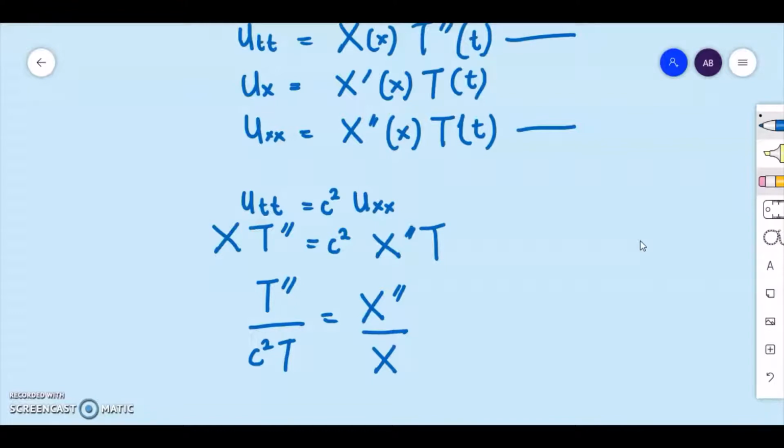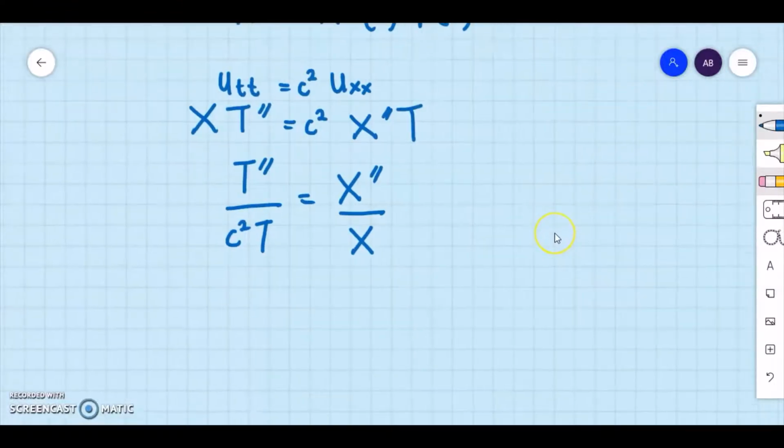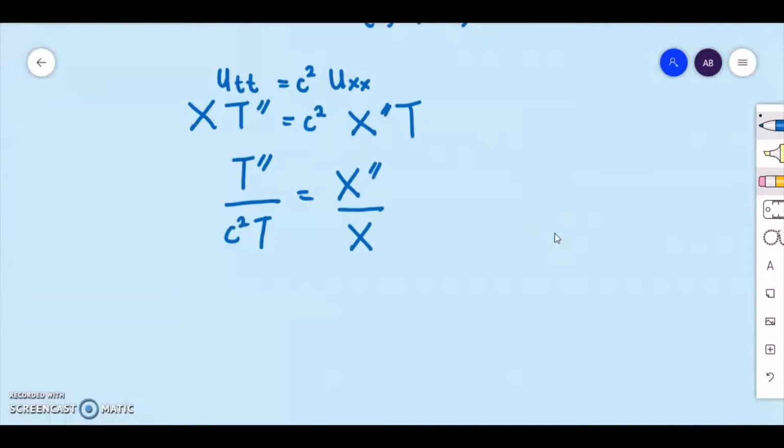If you watch my previous video on solving the heat equation, we used exactly a similar approach. For this equation to hold, we need to introduce a separation constant, which I'm calling lambda. Now equating both sides will give me a second order ODE.